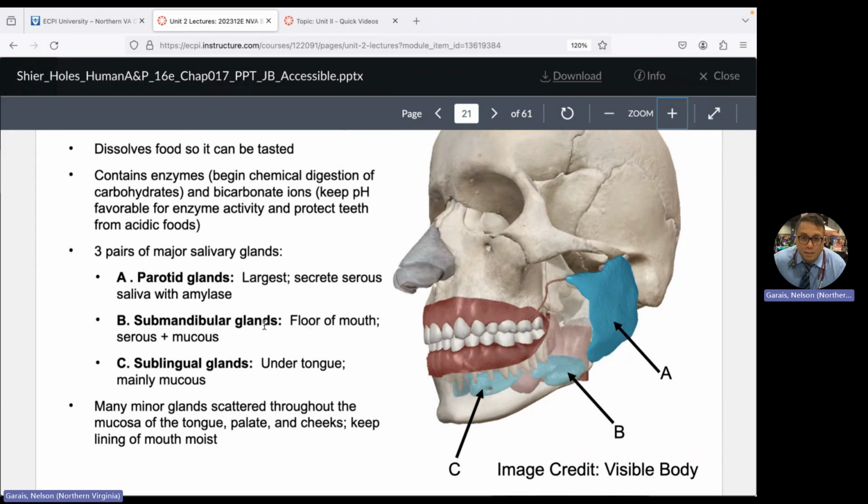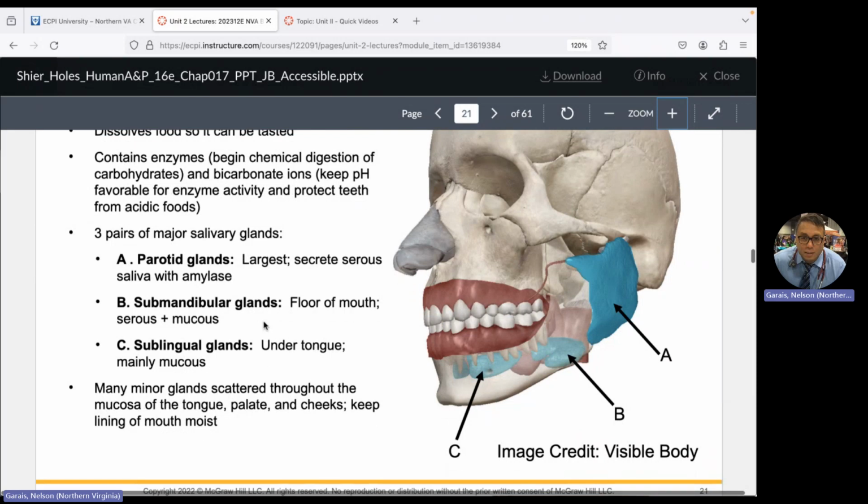You have 3 sets. The largest set is your parotid gland, located here in your cheeks. They secrete serous saliva for lubrication and amylase. Amylase is the enzyme that will start breaking down carbohydrates. So things like starch, break down starch into a disaccharide. And we're going to talk about what happens to the disaccharides later when we talk about the stomach and the pancreas.